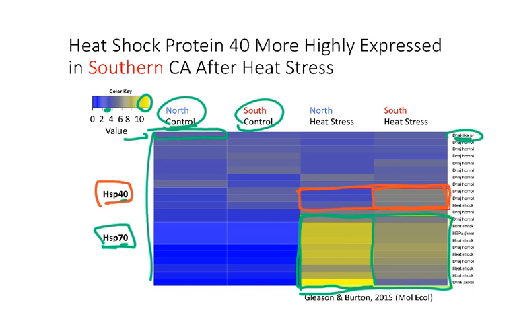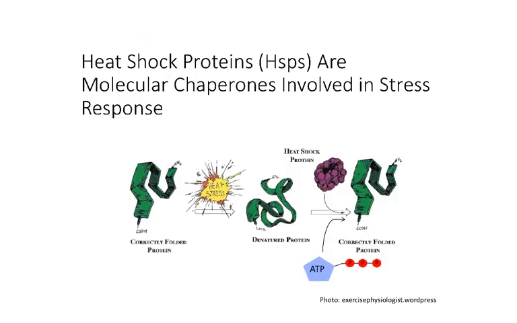So a pattern like this, where we already know that Southern California individuals have higher survival based on the phenotype data, and now we're also seeing a group of genes that have higher expression under heat stress. What we wanted to know is, okay, what is the function of this particular group of genes, and can higher expression of that group of genes potentially be contributing to this higher survival for the Southern individuals?